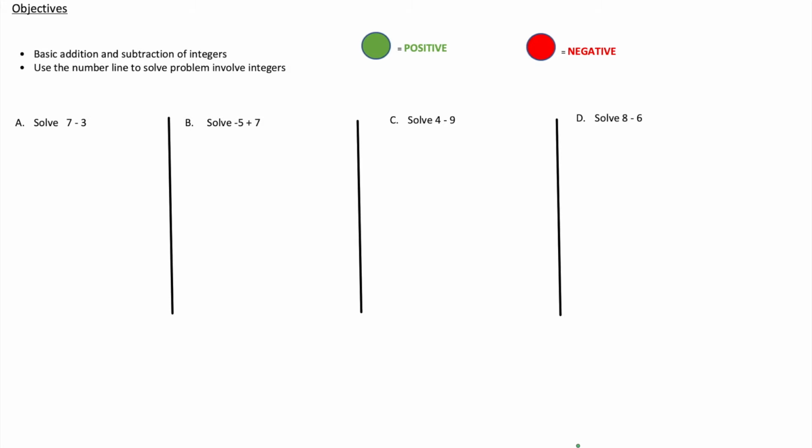Now for the first example, we're going to use circles to actually represent the numbers. We're going to use a green circle to represent the positive numbers and a red circle to represent the negative numbers. So for question 1, where we have 7 minus 3, the 7 is positive, so we're going to represent the 7 units using green circles.